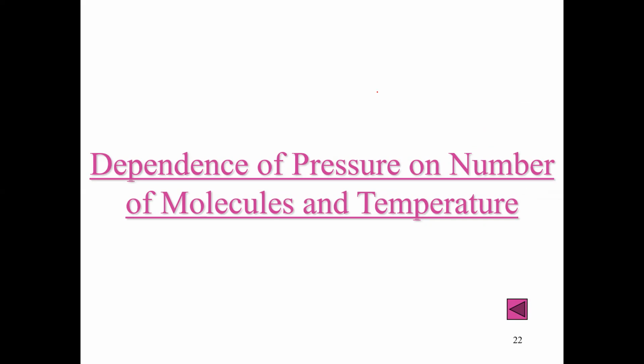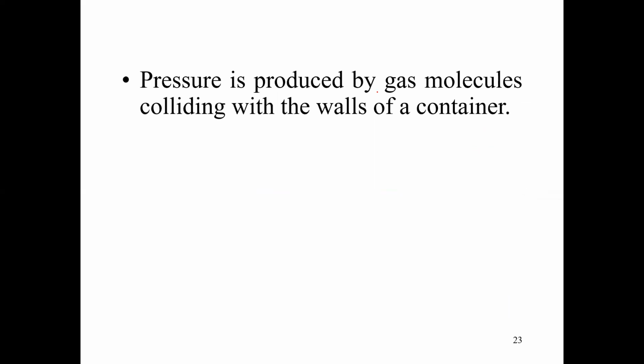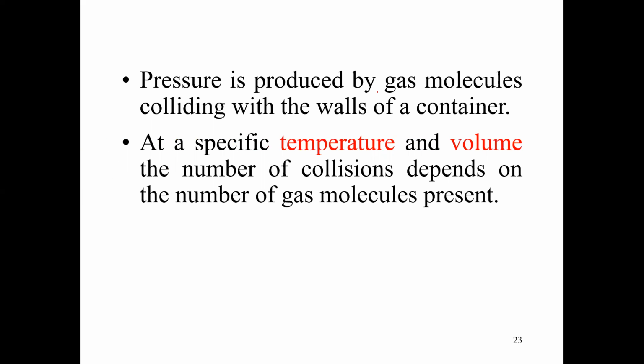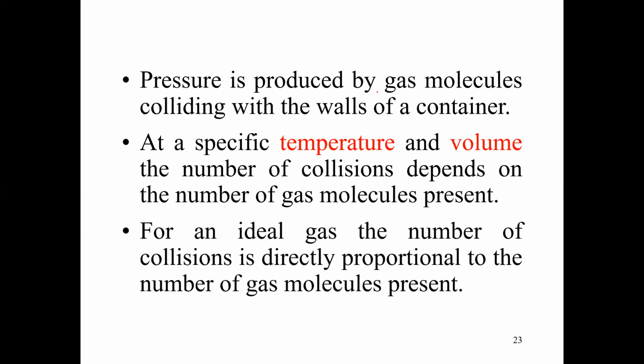Pressure depends on the number of molecules and temperature. Pressure is produced by gas molecules colliding with the walls of the container. At a specific temperature and volume, the number of collisions depends on the number of gas molecules present. And for an ideal gas, the number of collisions is directly proportional to the number of gas molecules. And basically what they do is, from experiments, generate formulas to learn and measure.